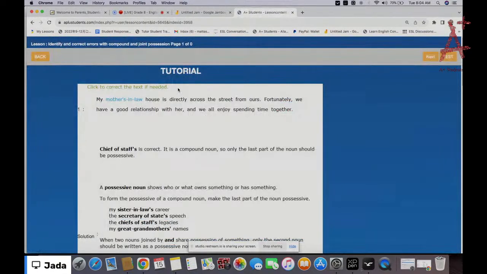So let's see. We'll start with the explanation. The first lesson we have is identify and correct errors with compound and joint possessions. First of all, we need to understand what this lesson is all about. So we have the possessive noun.